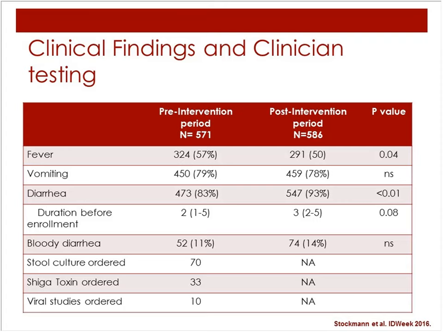So back to the pre-intervention and the lab tests that were ordered. There were a total of 113 standard of care tests ordered, and the majority of these were stool cultures. Of note, only 10 orders for viral studies were placed, despite the fact that the vast majority of pathogens associated with gastroenteritis are usually viruses.